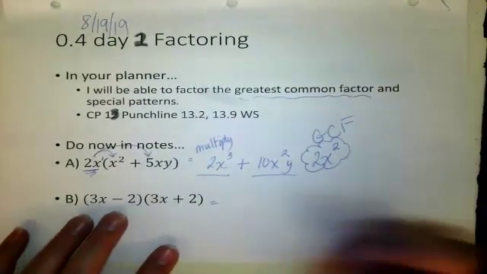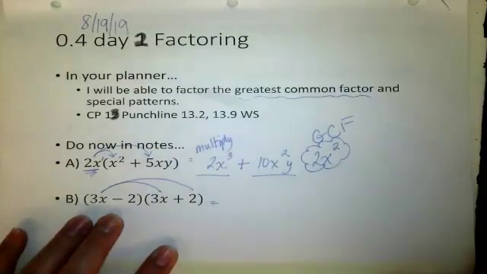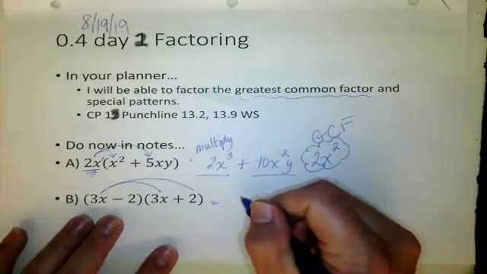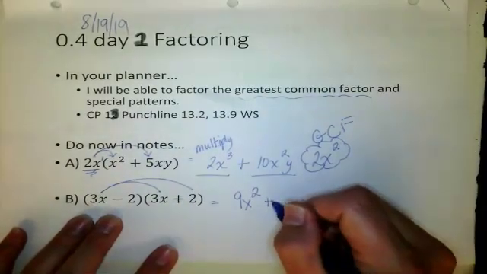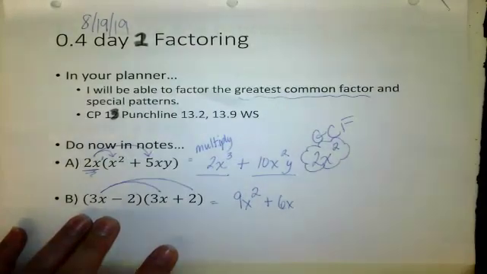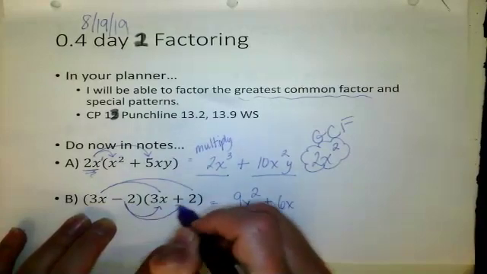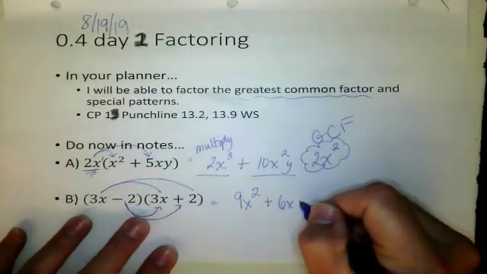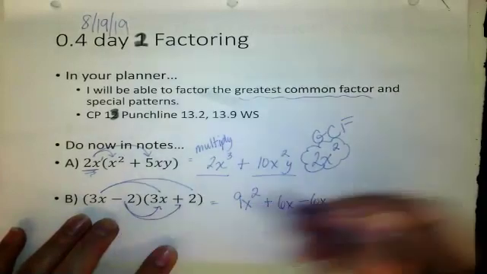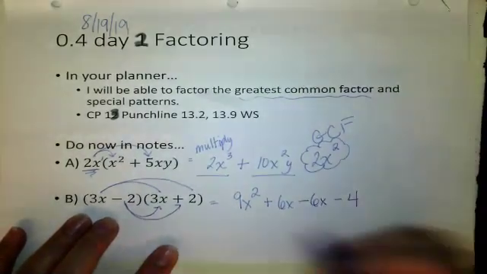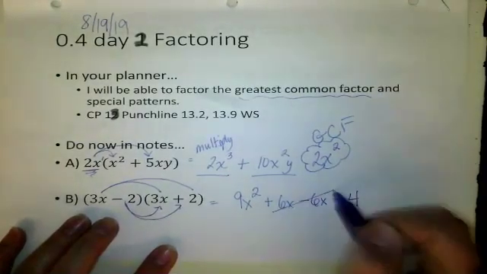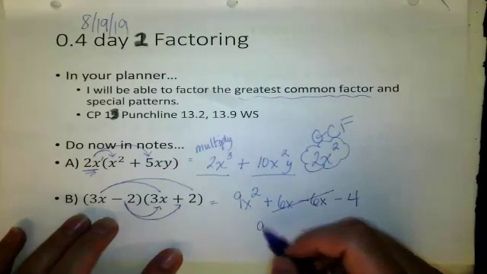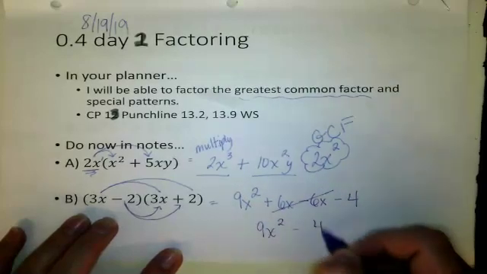All right, over here, again, I'm going to multiply. 3x times 3x is 9x squared. And then 3x times 2. And I also need to distribute or FOIL my negative 2 in. So negative 2 times 3x, negative 6x. And negative 2 times positive 2, negative 4. What happens with those terms? Yeah. The middle term goes away, and we're left with 9x squared minus 4.